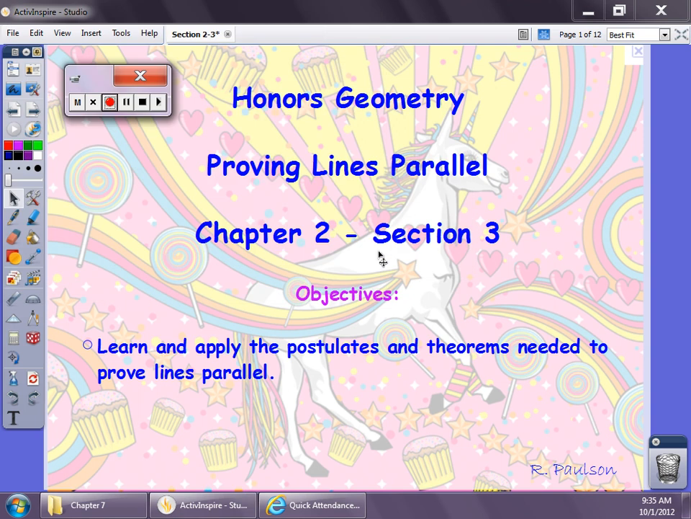Today's honors geometry lesson is on proving lines parallel. This can be found in Chapter 2, Section 3 of your textbook. The objectives for today are to learn and apply the postulates and theorems needed to prove lines parallel.